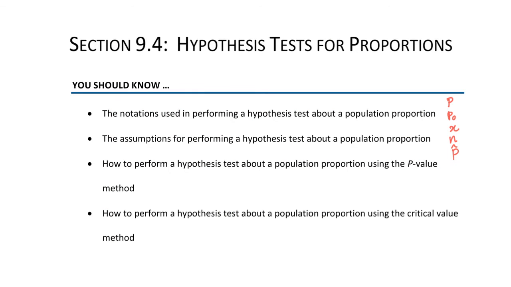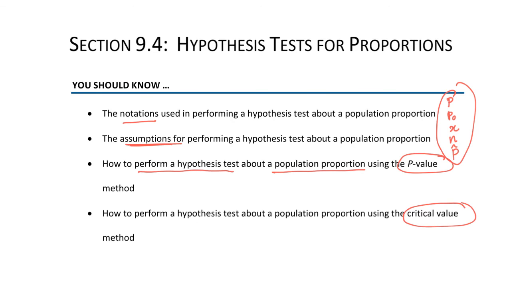In this section, first we talked about the notations. Then the assumptions, there are 4 assumptions, and how to perform the hypothesis test about the population proportion using the p-value method and the critical value method. Next, you will learn the hypothesis test for a standard deviation.